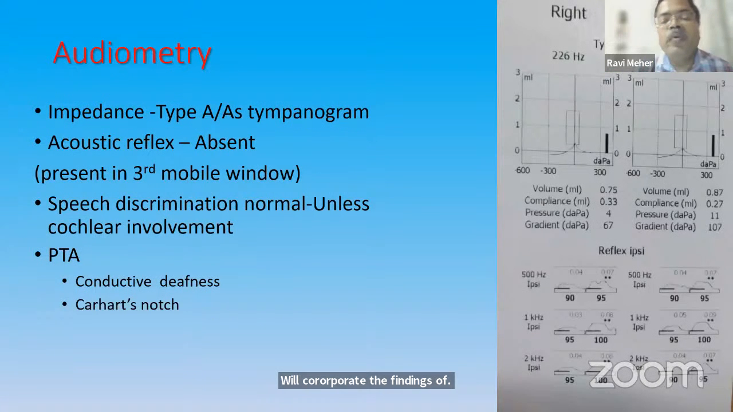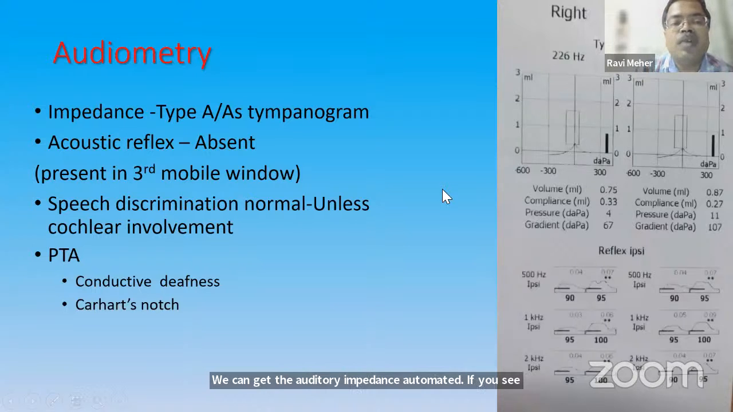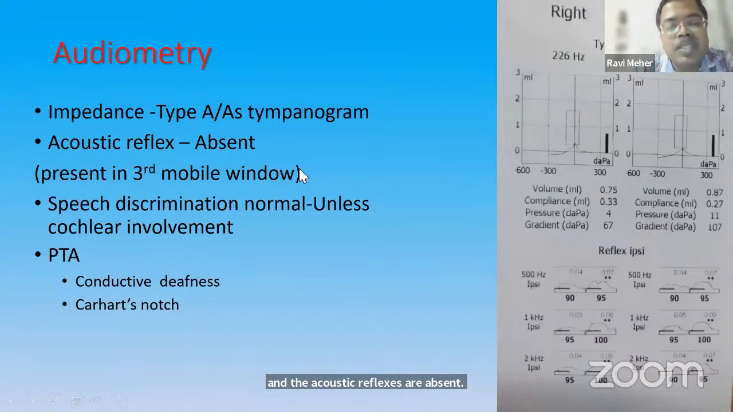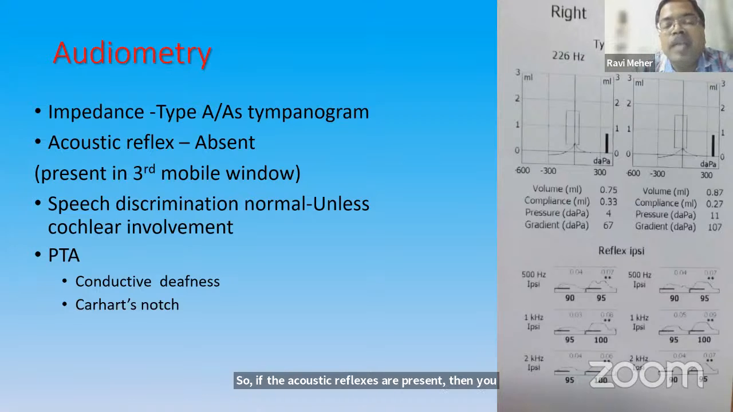We can get audiometry, impedance audiometry. If you see the impedance audiometry, the compliance is actually reduced, right? So this is classical of otosclerosis, As type of curve, and the acoustic reflexes are absent. So if the acoustic reflexes are present, then you should have some doubt about the diagnosis.